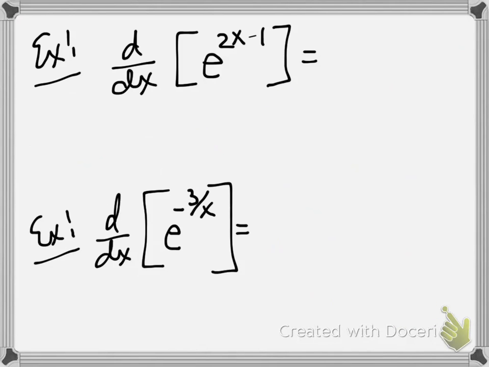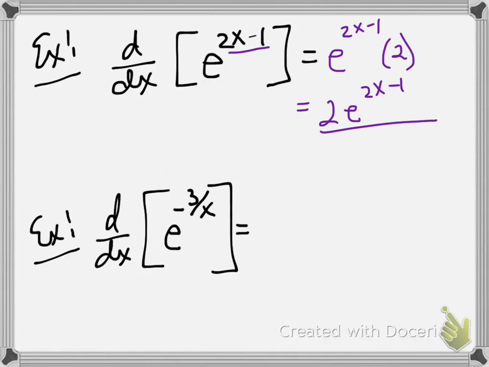Alright, let's look at another example. If I have e to the 2x minus 1, first you write e to the 2x minus 1 times the derivative of 2x minus 1, which is 2. And so the derivative of e to the 2x minus 1 is 2e to the 2x minus 1 power.